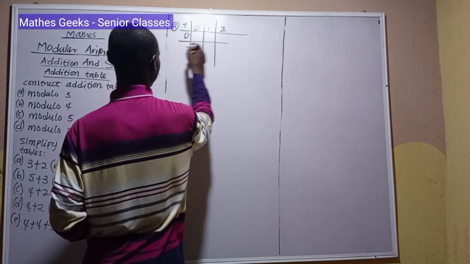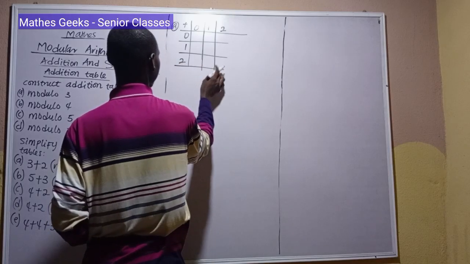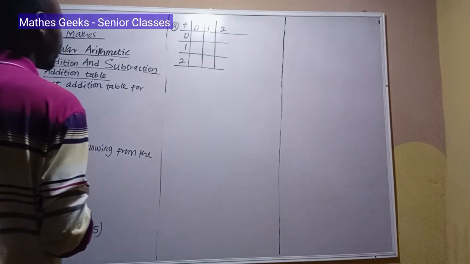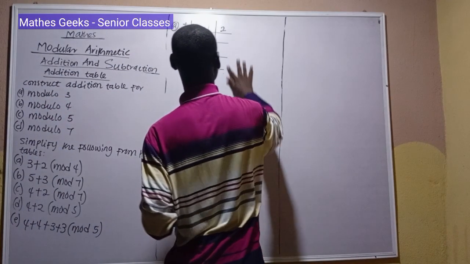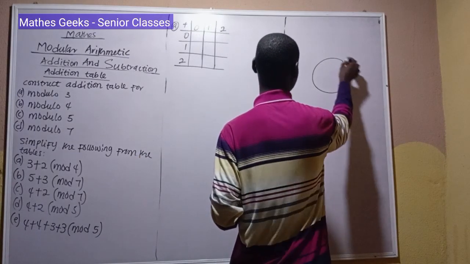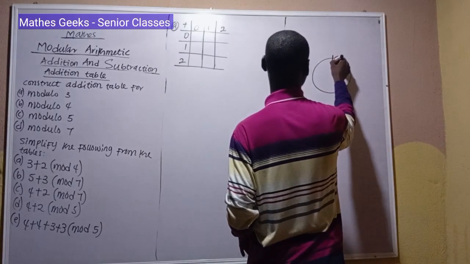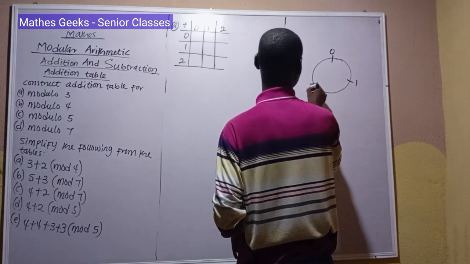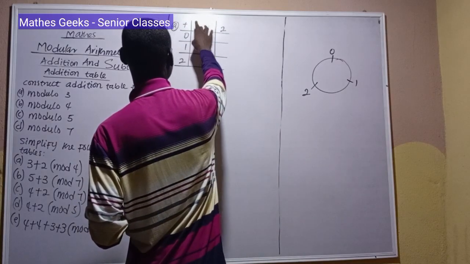0, 1, 2. Okay, so 0 plus 0, we can either use the number circle or we proceed. So there's another circle. We're going to have something like this. Since it's modulo 3, we are going to have 0, 1, 2. So 0, 0.